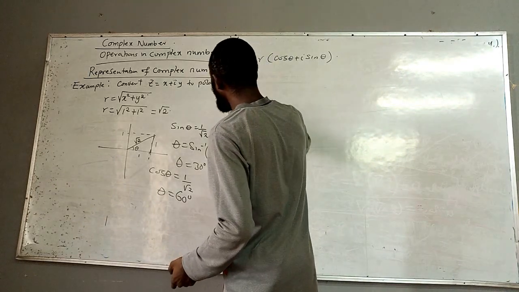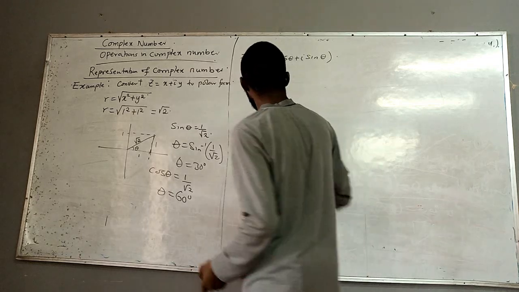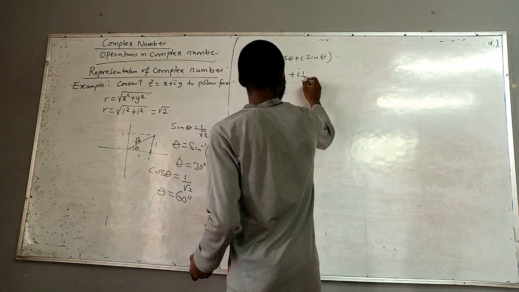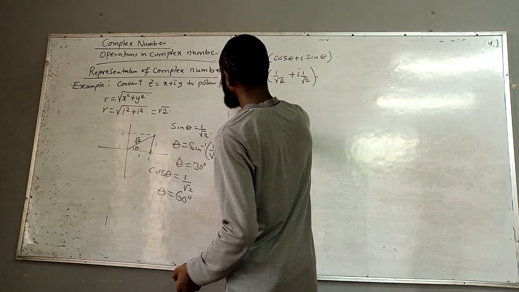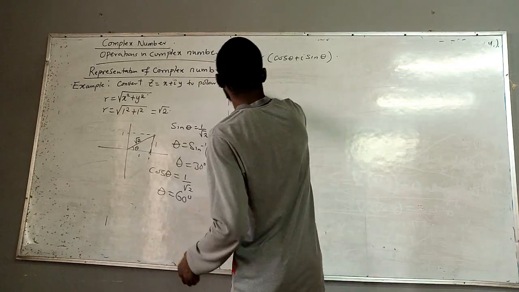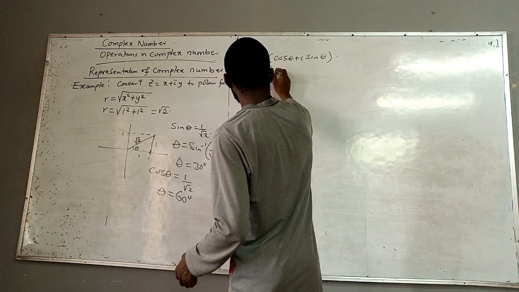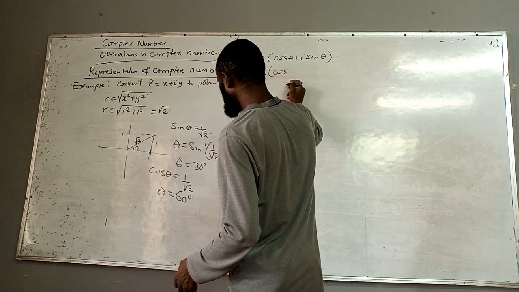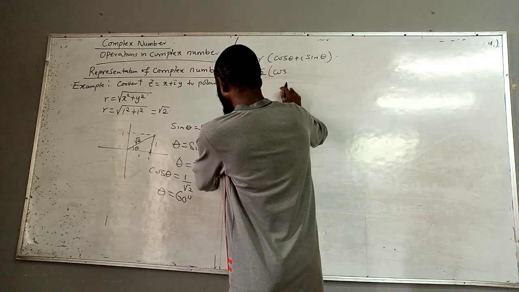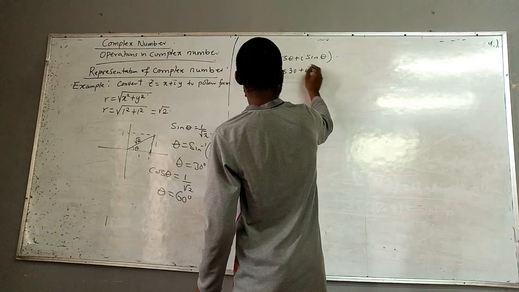My z is equal to my r, root 2, into, what is my sin theta? 1 over root 2 plus i 1 over root 2. If you open the bracket, okay, sorry, I said you should leave your answer in polar form, I'm going back to rectangular form. I will just leave my answer there. I will have z equals root 2 into cos 30 plus i sin 30, since my theta is 30 from here.